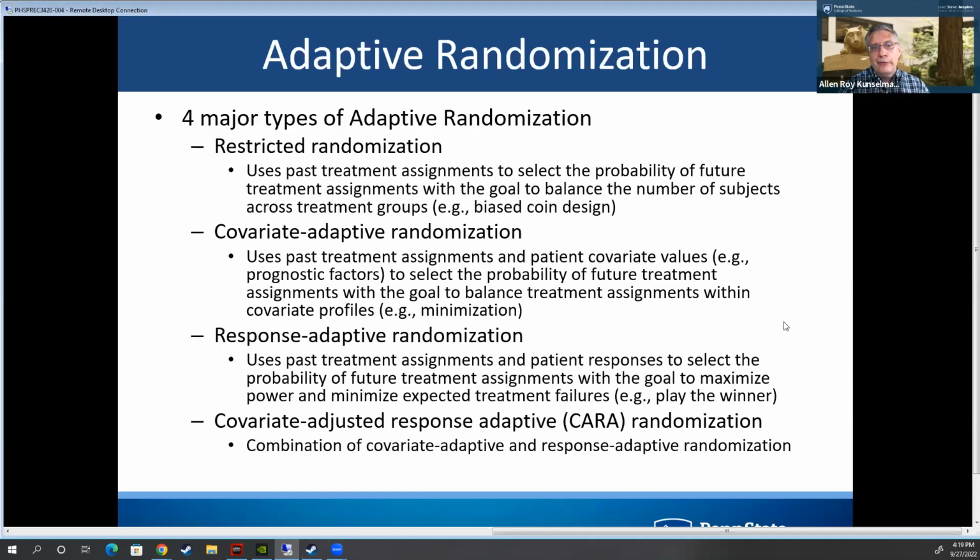Just to let you know, there are 4 major types of adaptive randomization, and I'll go through each of these briefly. Restricted randomization uses your past treatment assignments to select the probability for a future treatment assignment, with the goal to balance the number of subjects across the treatment groups. And you may have heard of a biased coin design.